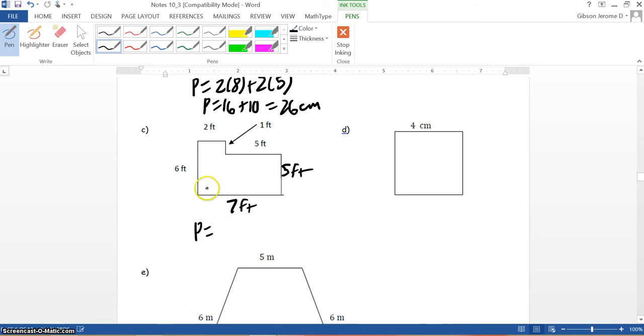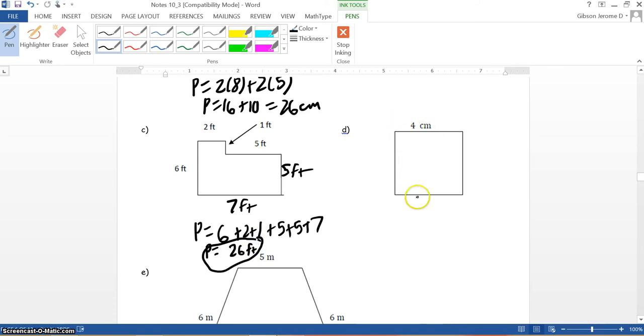So the perimeter is just the addition of all of these sides. So we have 6 plus 2 plus 1 plus 5 plus 5 plus 7. Now when we add all of these together, 6 plus 2 is 8, plus 1 is 9, plus 5 is 14, plus 5 is 19, plus 7 is 26. So it'll be 26 feet.